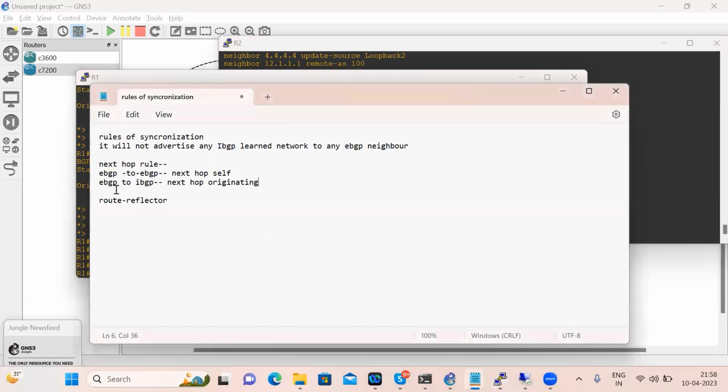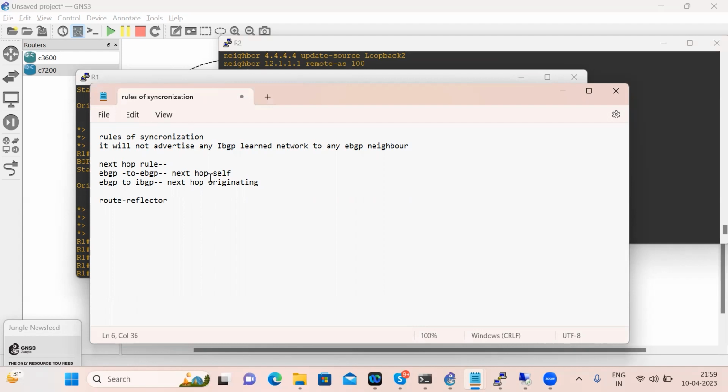When you have eBGP to iBGP. Learning a network from eBGP and giving it to iBGP. So now who is the router which is learning a network from eBGP and giving it to iBGP? In our topology, that router is router 2.